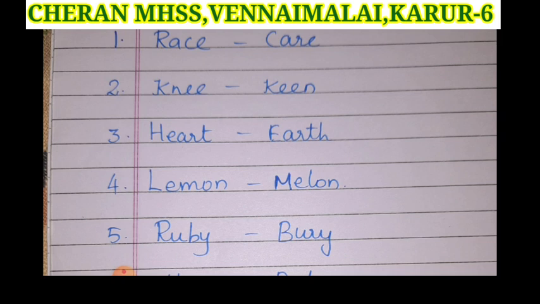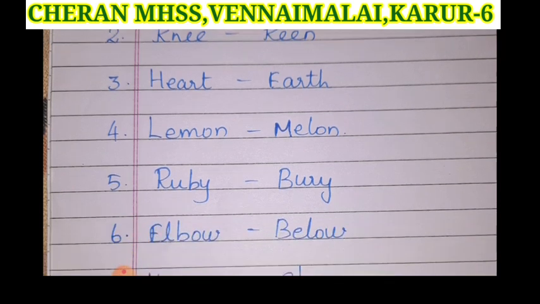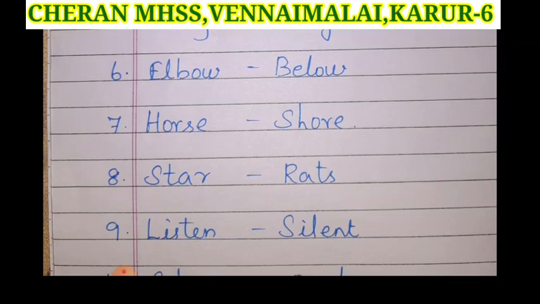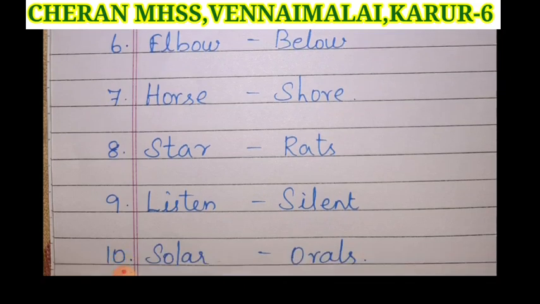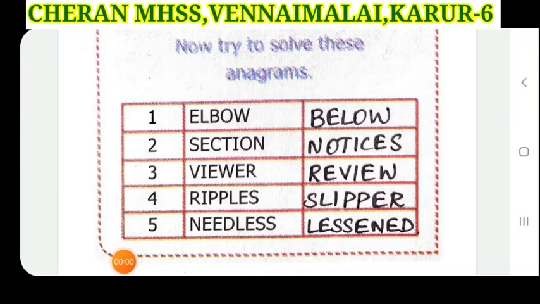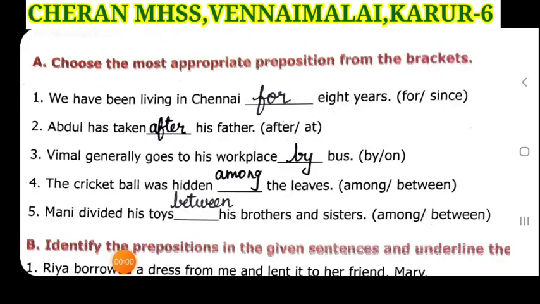Heart, earth. Lemon, anagram for lemon, melon. Ruby, R-U-B-Y, B-U-R-Y, bury. Elbow, how can we change this? B-E-L-O-W, below. Horse can be written as shore. Star, rats. Listen, silent. Solar, orals. Let's see the book exercises. Elbow, below. Section, notices. Viewer can be changed as review. Ripples can be written as slipper. Needless, lessened.